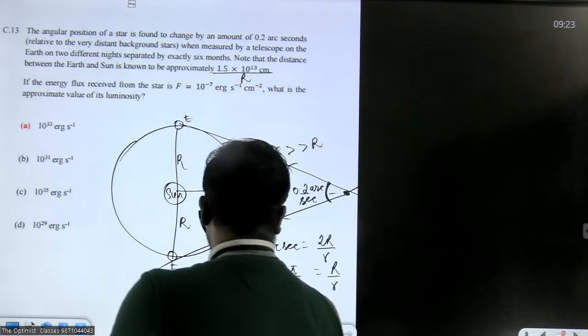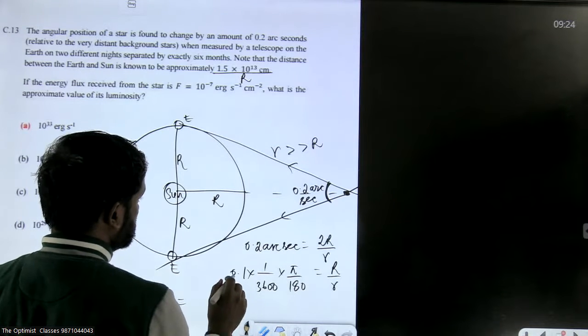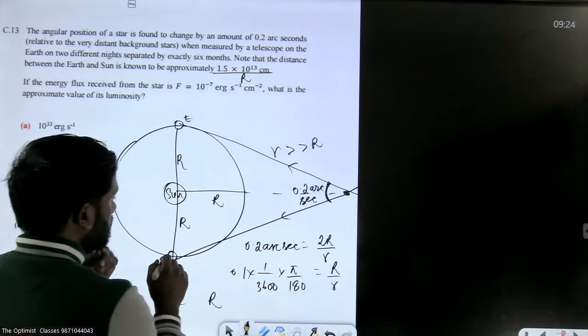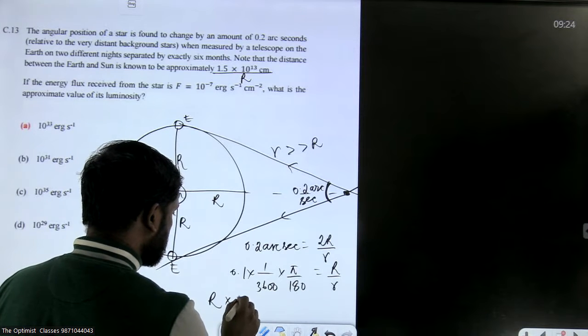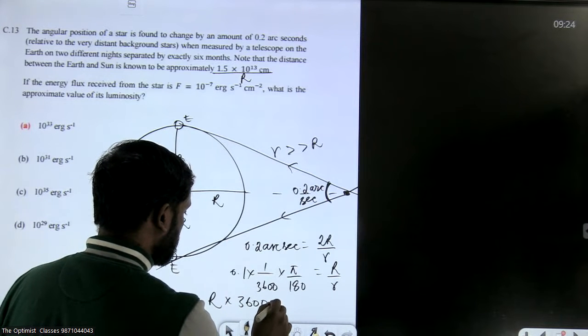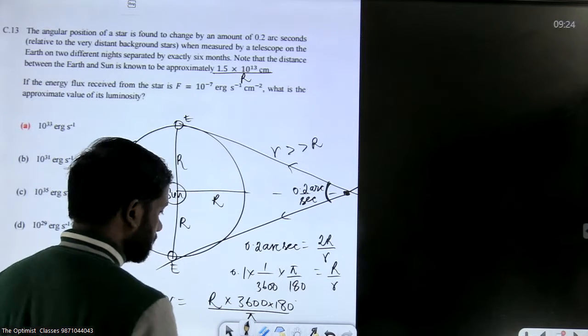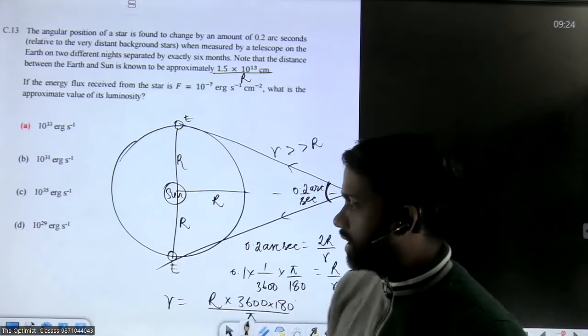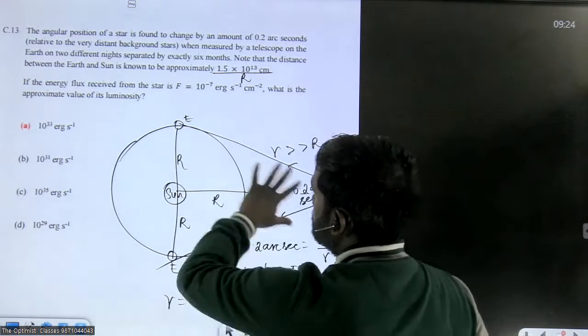Therefore we are getting small r is equal to capital R, which is the distance between Sun and Earth, multiplied by 3600 into 180, and divided by pi. That's what we get. So this is a somewhat calculative question. So the distance of this star from Earth is actually this much.